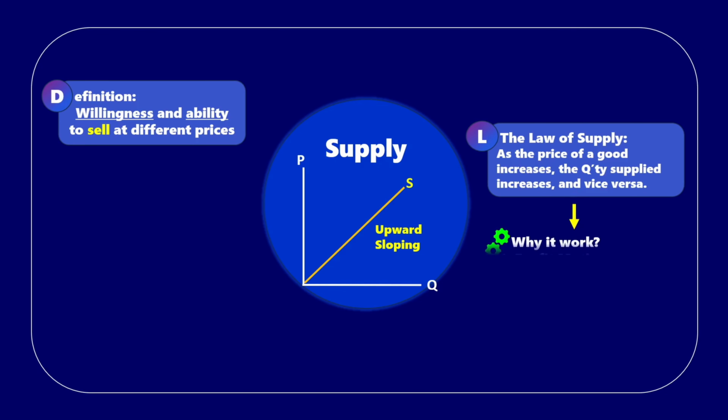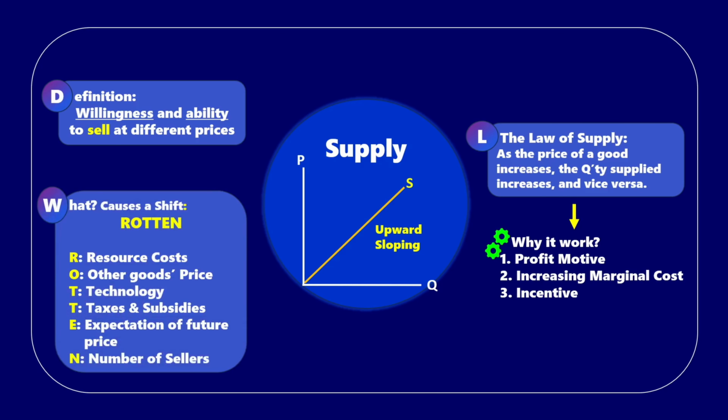So why does this work? Well, it's because of three main reasons. First is profit motive. Higher prices means higher potential profit, so firms want to produce more. Second is increasing marginal cost. To produce more, firms must use less efficient resources, which raises costs over time. And third is incentives. Higher prices attract more production effort and sometimes more sellers. Now, just like demand, we have an acronym to memorize the different shifts.